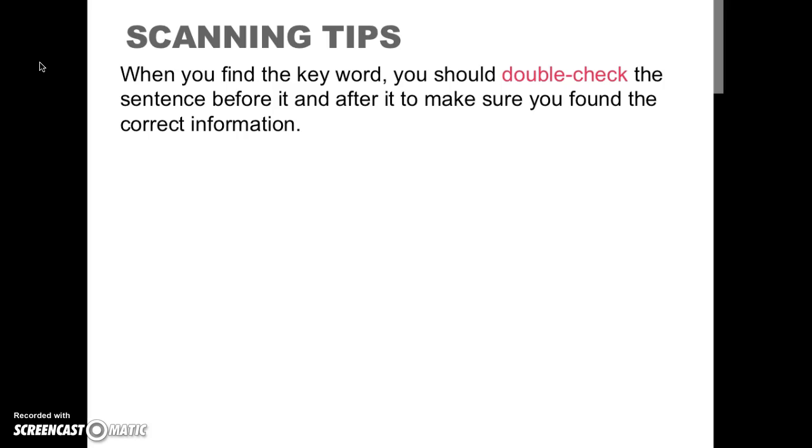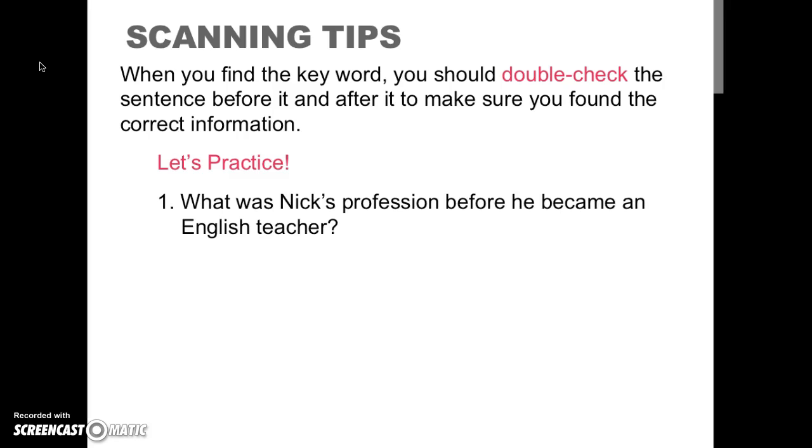Now, here is another scanning tip. When you find the word profession, there it is. Now you should read. Read every word around profession. So for example, let's practice. What was Nick's profession before he became an English teacher?